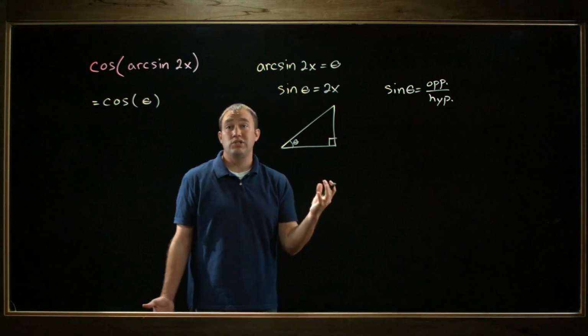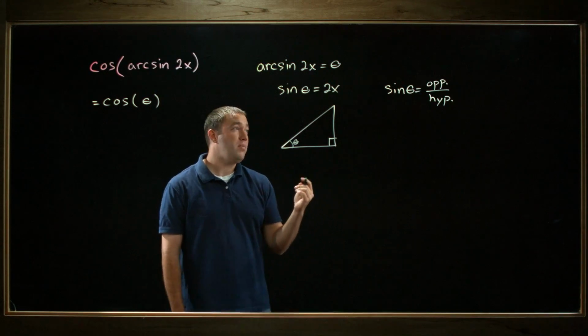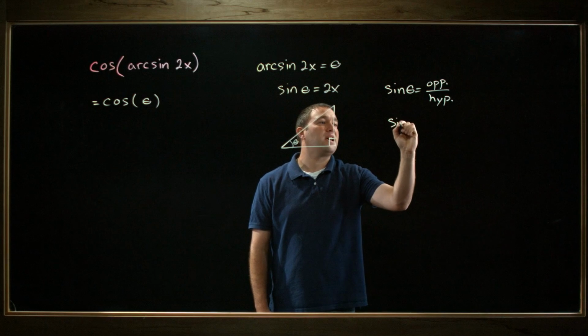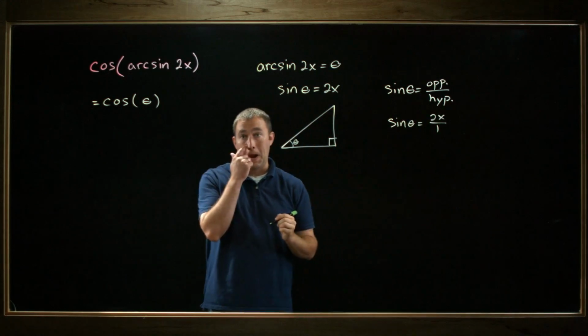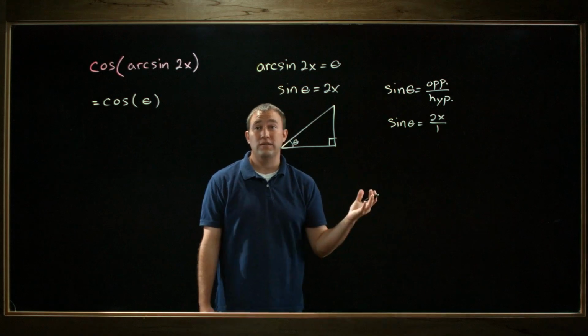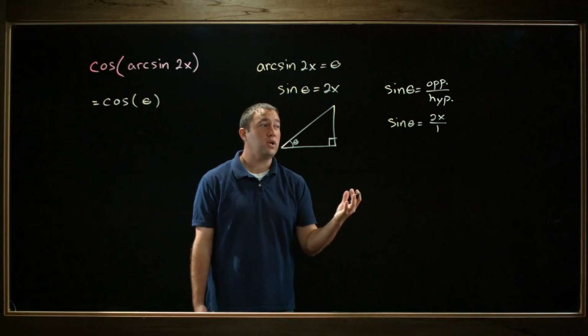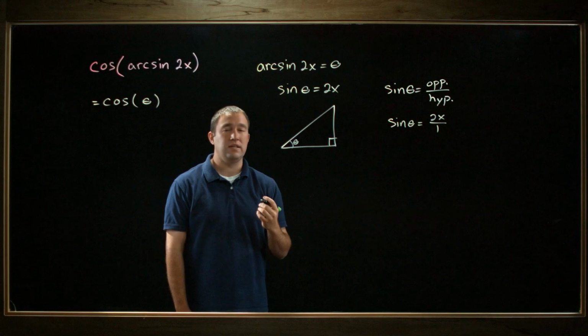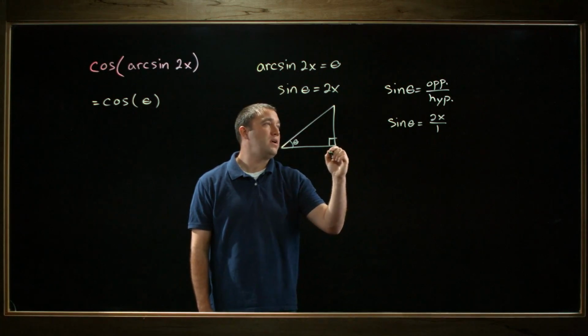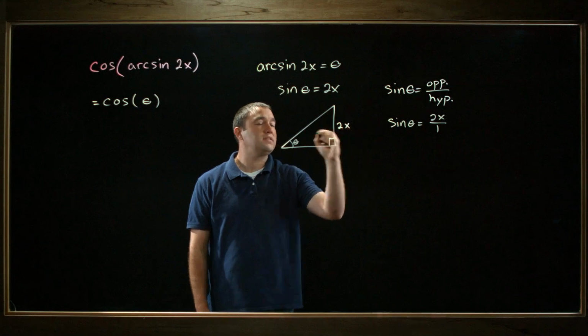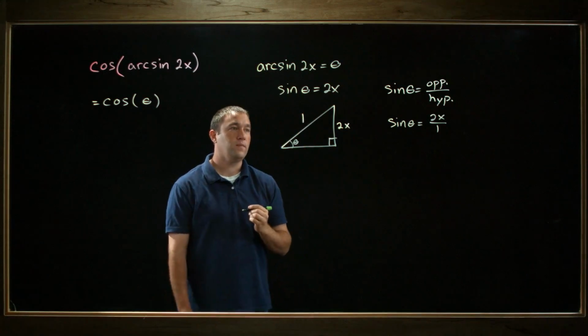So I could pick any ratio I like that equals 2x, but probably an easy one is to write sine of theta equals 2x over 1. Now, if you wanted to write 4x over 2 or something like that, you could, but you don't need to make things more complicated than they need to be. All right, so sine of theta is 2x over 1, so the opposite is 2x, and the hypotenuse is 1.